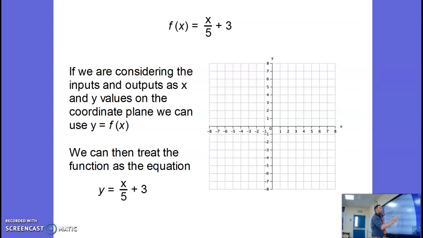This is on a coordinate plane. So if we were considering this on a coordinate grid, then we could say y equals f of x. So again, real close link between these two. Now, we won't always consider it on a coordinate plane, so those functions can apply to all sorts of things. But we could basically treat that the same as the equation y equals x over 5 plus 3 for the purposes of the coordinate. We'll come back to that in a sec.